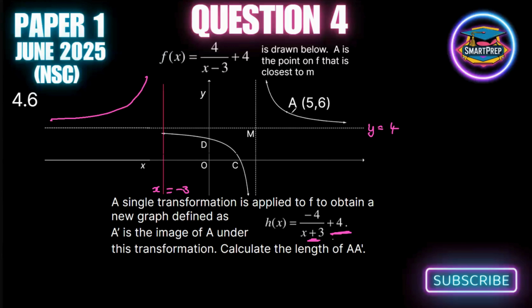So what we notice is that this is a mirror image, and so this is now negative 5, but it's still 6. And so the length of AA is simply negative 5 to 5, so the length of AA is equal to 5 plus 5, which is equal to 10 units.